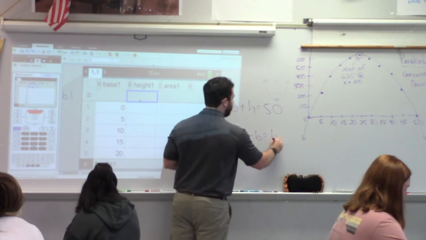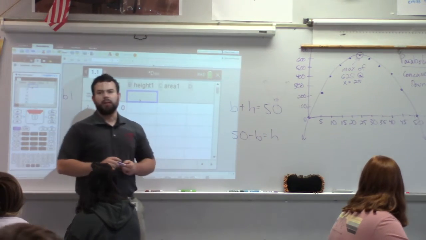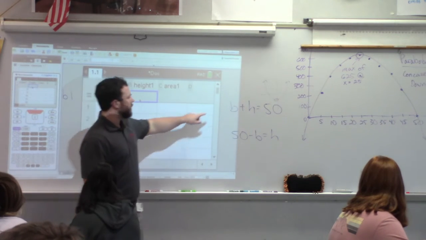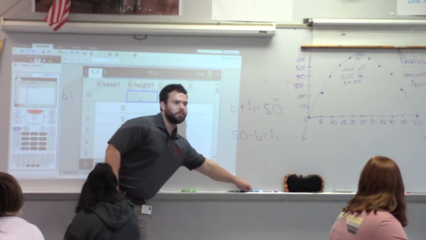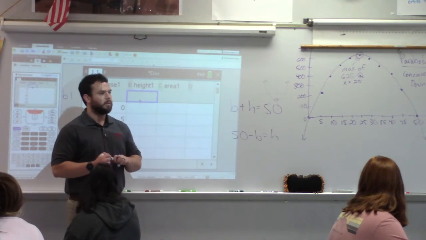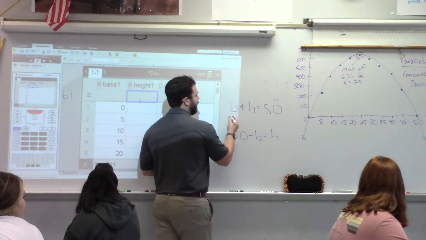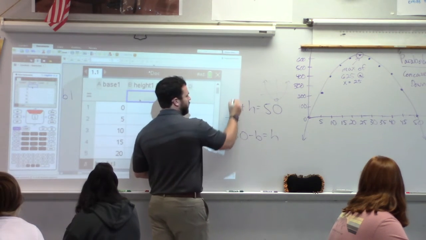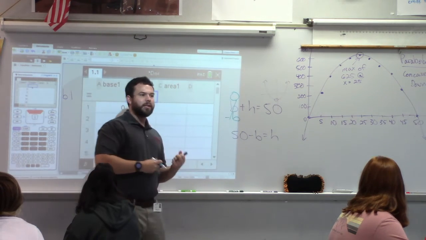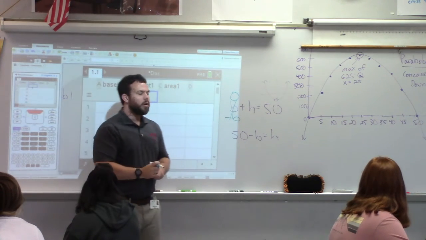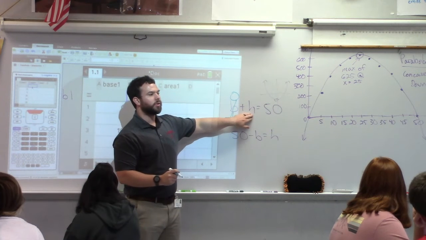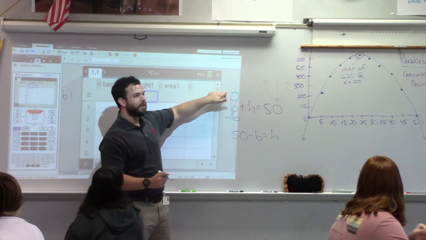50 minus B is equal to H. Can anybody remind us algebraically how we can get from this top equation to this bottom equation? Take it, minus B. B minus B is 0. We talked about this a little bit originally, but I want you to notice we want H on its own, so I need to make the B a 0.